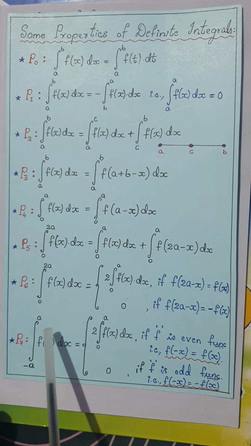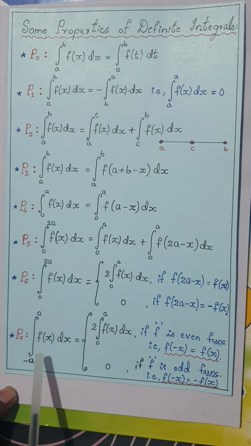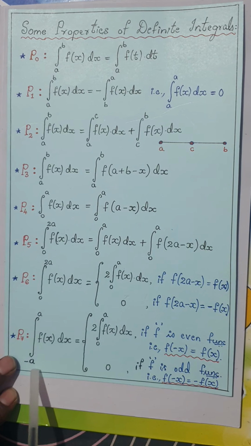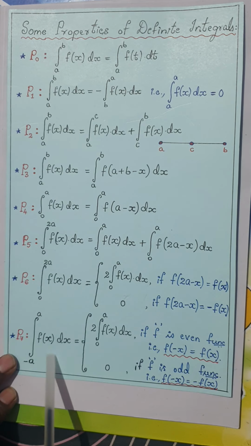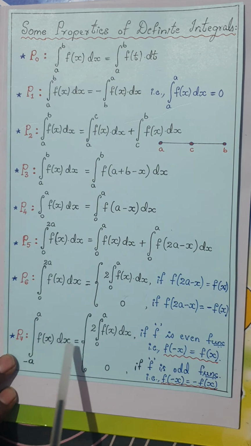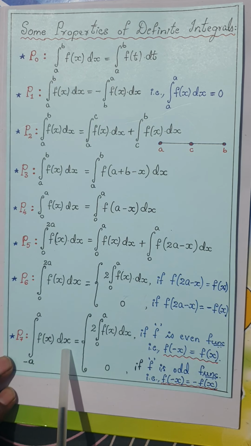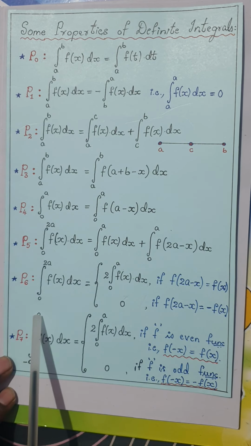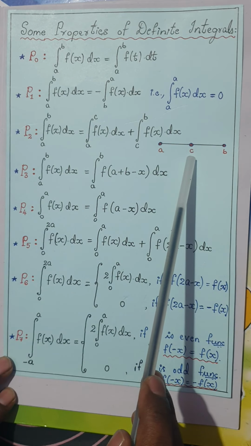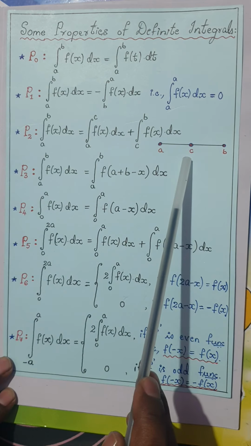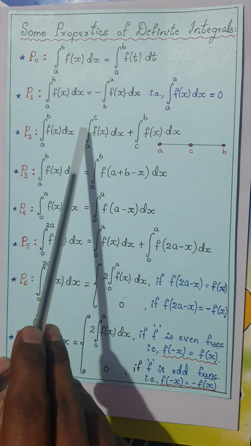Now the proof goes in this way. But before going to the proof, see what the property P7 is. When you have an integral of the form minus a to a, I am going to use P2 to prove P7. Before that, listen: when I have minus a to a, remember there is a 0 in between. So minus a to a can be written as 0 to a and a to 0.